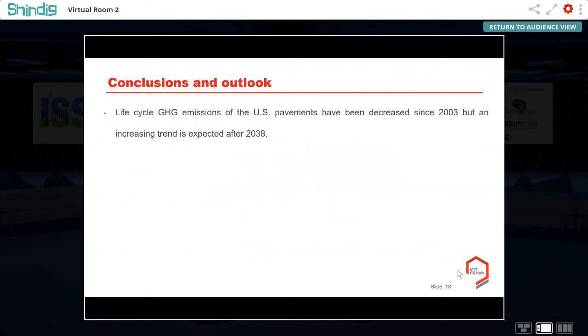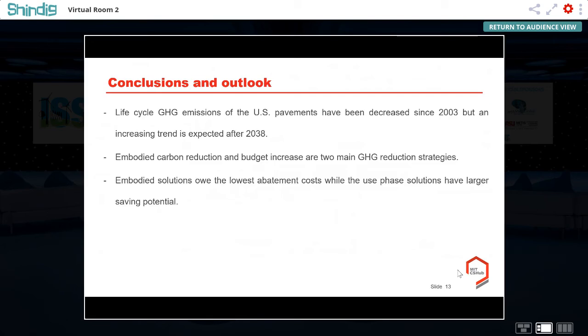So to conclude, first, we found that we have an increasing trend after 2038 for the pavement lifecycle GHG emissions in the United States. And we can effectively reduce the lifecycle GHG emissions during this period using the embodied carbon attributes and the budget increase. The embodied solutions have the lowest abatement cost, while the use phase solutions have the largest saving potential comparatively.